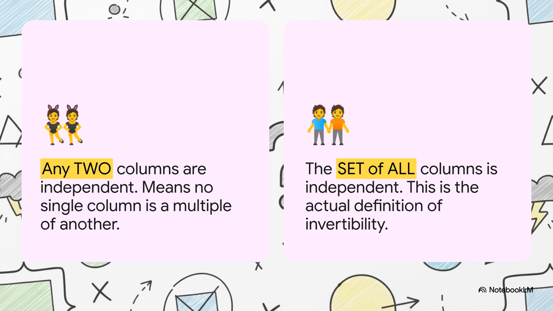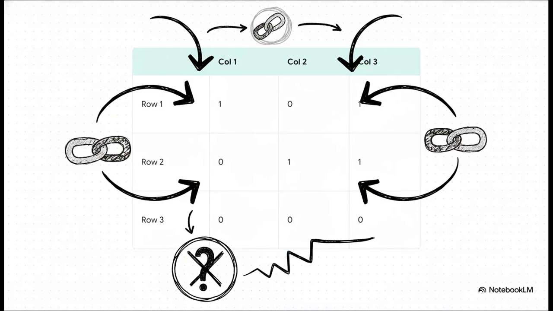I don't think so. Okay, let's put this to the test with a 3x3 matrix. Go ahead, pick any 2 columns. Column 1 and 2? Yep, they're independent. How about column 1 and 3? Also independent. Column 2 and 3? You guessed it, independent. So this matrix totally satisfies the if part of our claim.